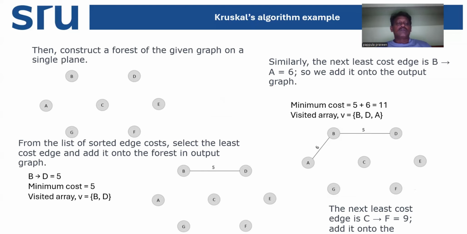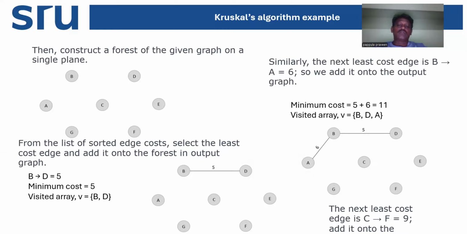From the list of sorted edge costs, select the least cost edge and add it onto the forest in the output graph. Which is the least cost edge here? B to D is the least cost edge. So we construct B to D as the first edge. Visited array V equals B, D. Similarly, the next least cost edge is B to A, which equals 6, so we add it onto the graph. Minimum cost is 5 plus 6, 11.